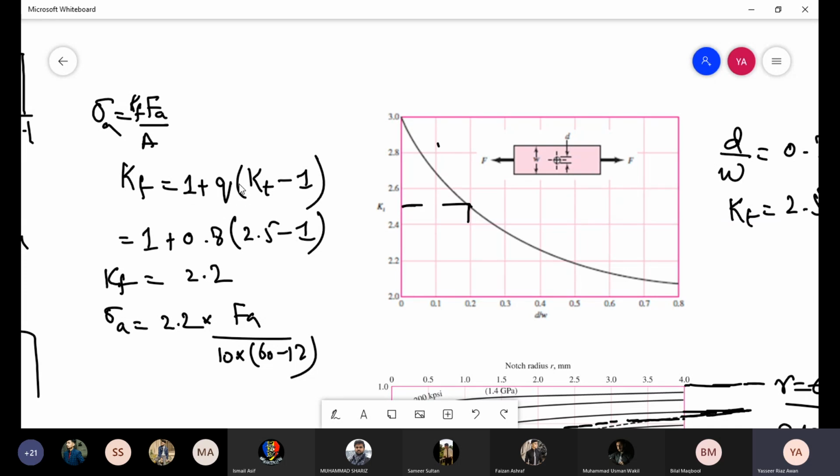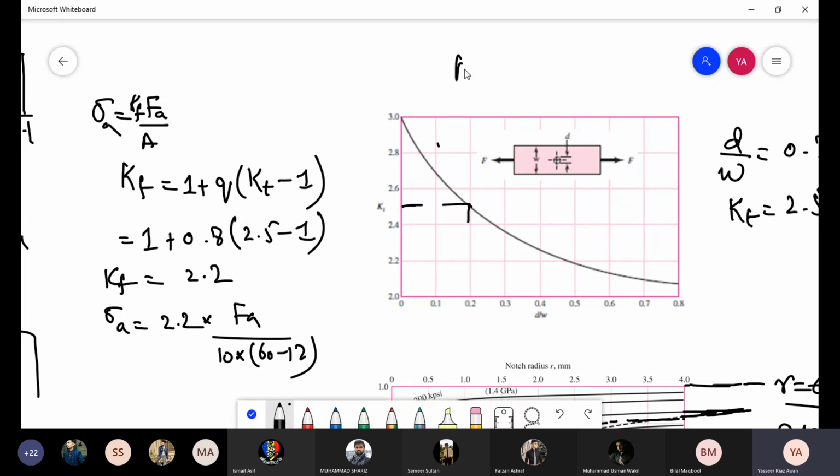So the higher the notch sensitive the material is, the closer it is to Kt. The less notch sensitive it is, the closer it is to 1. Now how will we find the value? First you have to find the value of Kt. So how will we find the value of Kt?